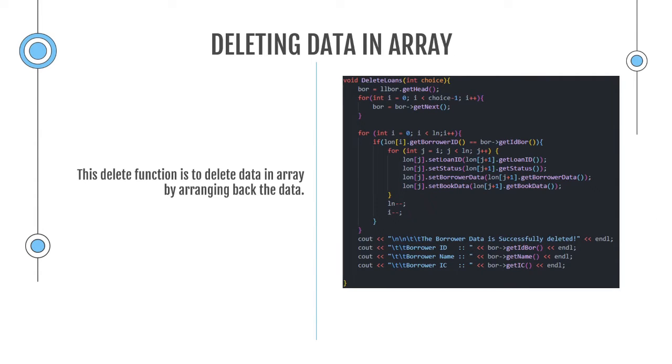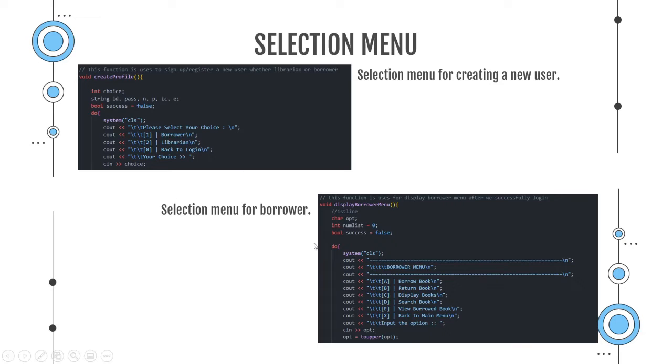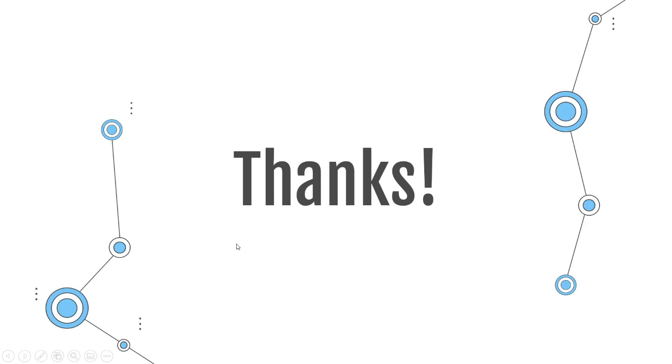This one is for deleting data in array. So for example, when we delete node, we delete one borrower, so we also have to delete the loans. So this is the function to also delete the loans for the borrower that we deleted. This function is basically for the selection menu for the user. So that's all for our slide. Now I am going to demonstrate our program and show a bit of our coding.